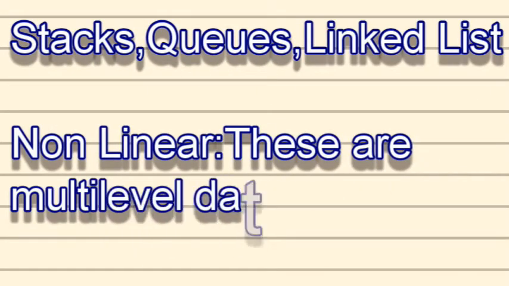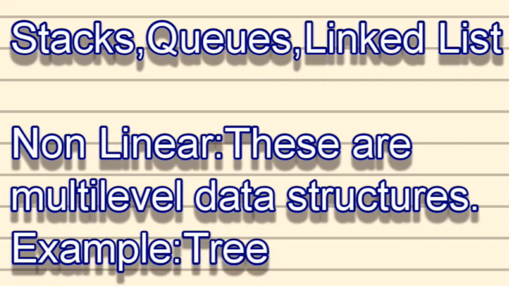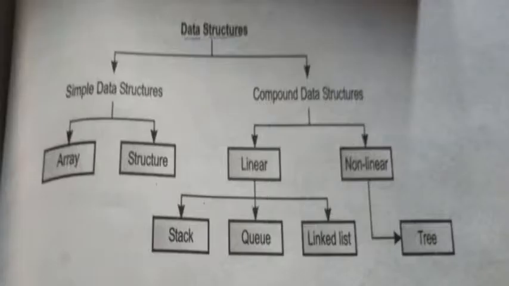As you can see on the screen, this is the basic diagram showing what data structure is further divided into. Data structure is first divided into two parts, simple and compound. Then simple has two parts, array and structure. Then compound data structure has two parts, linear and non-linear. The linear one has stack, queue and linked list, and the non-linear one is tree.